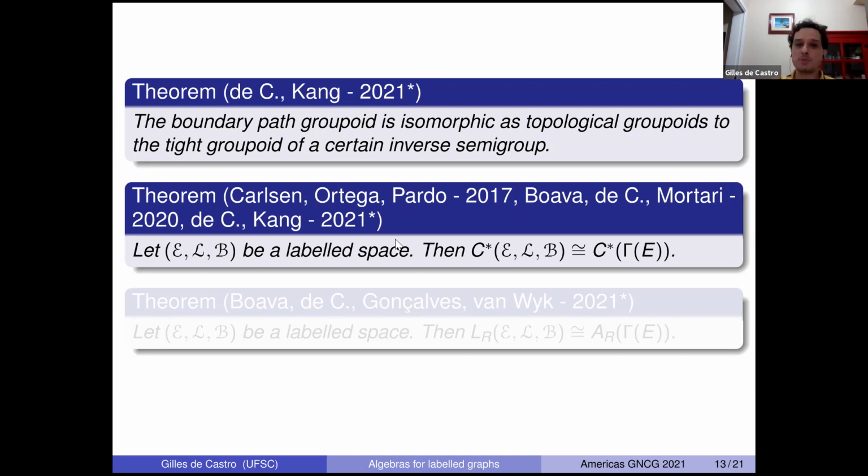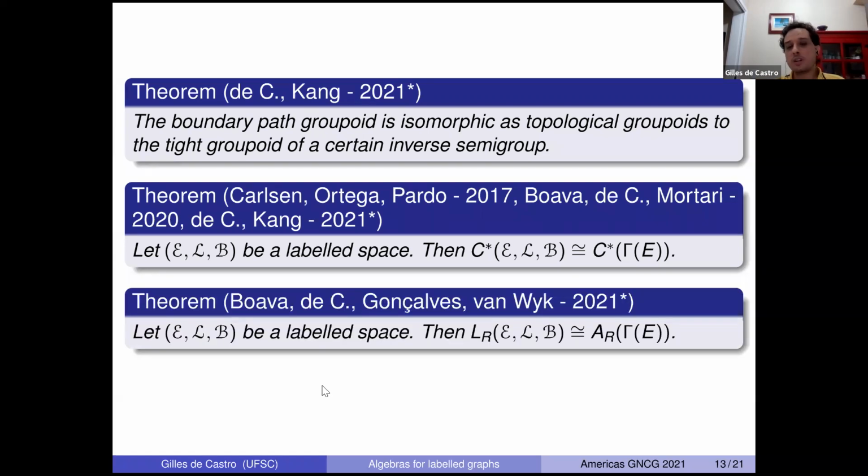Then we've done it for label space, and now more generally, we've done it for this generalized Boolean dynamical system with no hypothesis whatsoever, and the generalized Boolean dynamical system works. And for the left path algebra, now we consider the Steinberg algebra of the same groupoid, and then we obtain the left labeled path algebra.